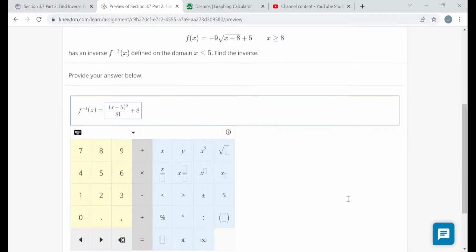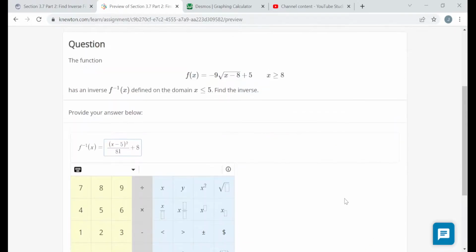Alright, and that should be good as well. And again, if you want to look at the graphs of these with the restricted domains that they have here, you'll see that their graphs are a reflection across the line y equals x.